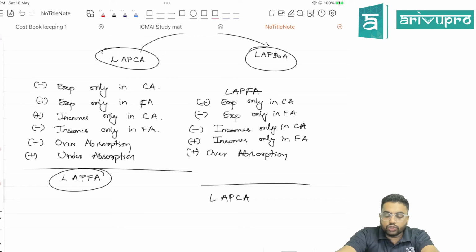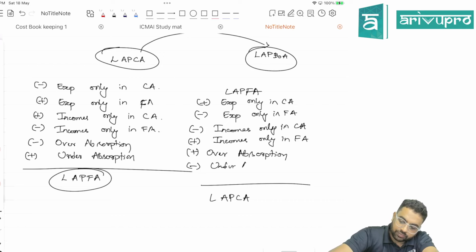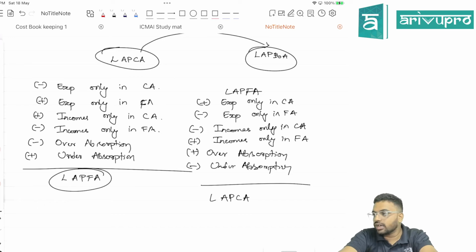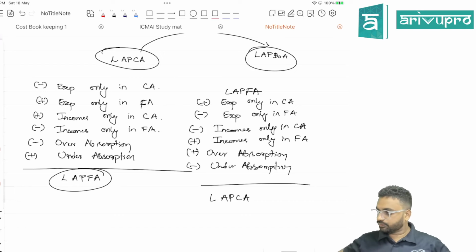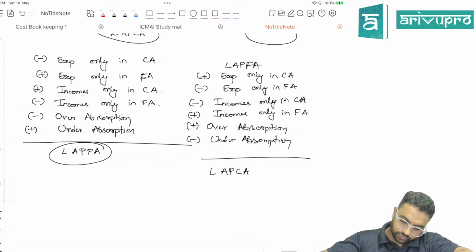Under absorption means your cost expense is less. When the cost expense is less, cost loss is also less. So what you should do, sir? Reduce. Minus under absorption. By doing all this, you will end up getting a loss as per the cost accounts. That's it. So this is all about the reconciliation, sir. Okay, done.